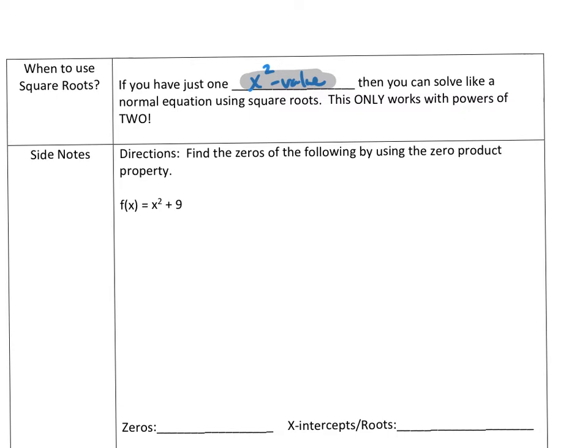Okay, so taking a look at this example, we want to solve to find the zeros of the function f of x equals x squared plus 9. So we're going to have to use our brain for a second. So I'm going to rewrite this so you can see.